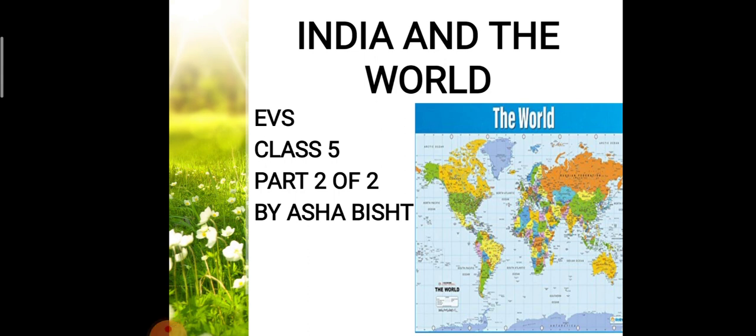Dear children, today I welcome you all in class 5 EVS, second part of the chapter India and the World. Before starting with the second part of this chapter, let me revise the first part for you all. In the first part, we discussed maps and their meaning. We also discussed different types of maps as well as some of the features of a map. Now let's begin with the second part.